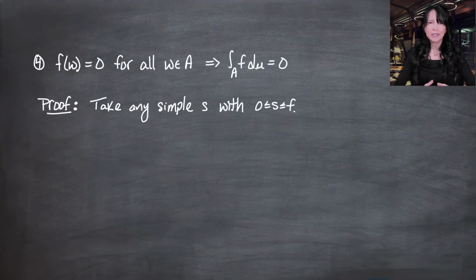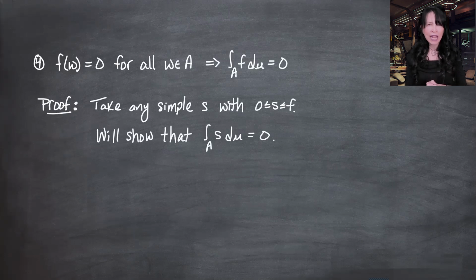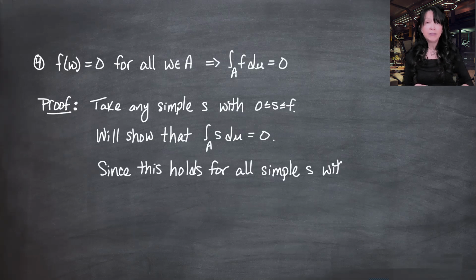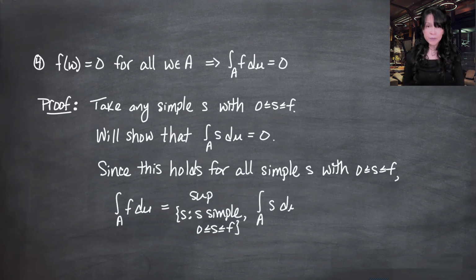So I'm going to take any simple s that is between 0 and f. And we want to show that the integral over A of s d mu is 0. If this would hold for all s that is simple and between 0 and f, then check this out. The integral over A of f d mu is defined to be the supremum of integrals that look like this with an s in there over a bunch of different s. But if all of these are 0, then the supremum, or least upper bound, is 0 as well, and we're done.